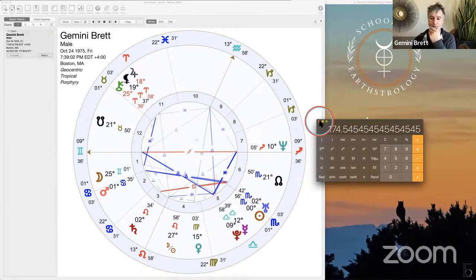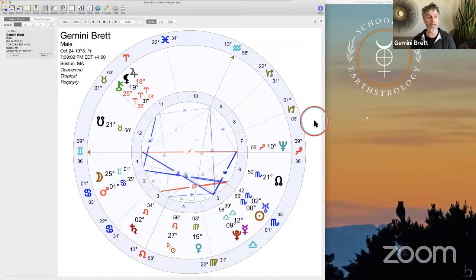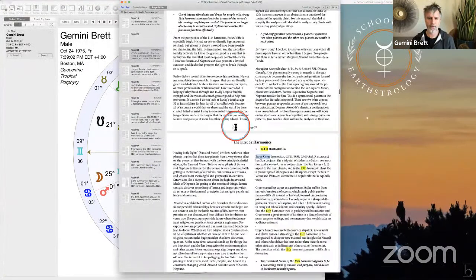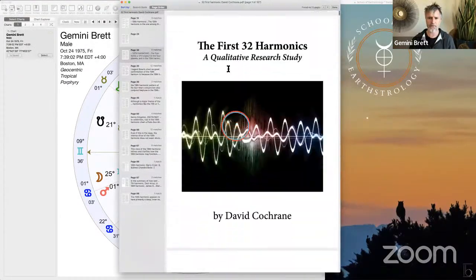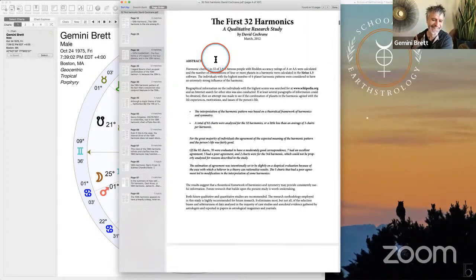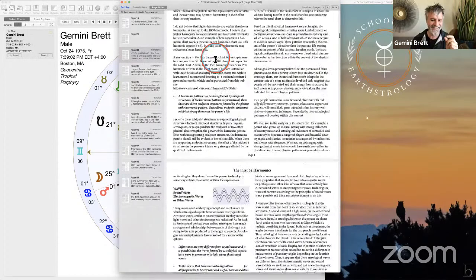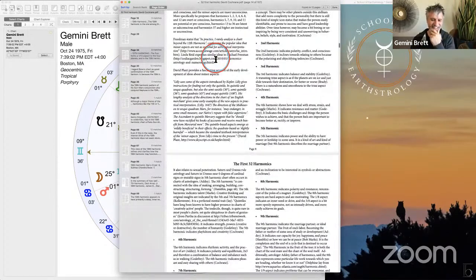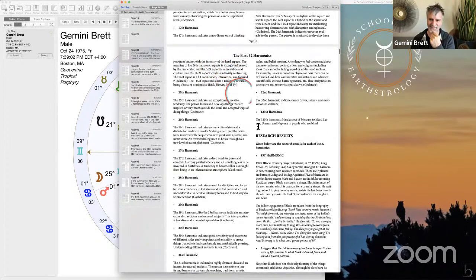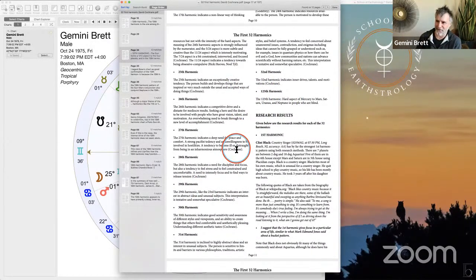All right, well, what the heck is a 33rd? I can actually start with the 11. Let's go to David's paper again. Does he talk about the 33rd? Well, this is the first 32 harmonics, so I think I'm out of luck. Missed it by that much. Let's see. I think he ends with the 32nd and then says, oh, and by the way, 125. That's exactly what happens, okay? So I'm not going to get anything from this particular paper about the 33rd harmonic.